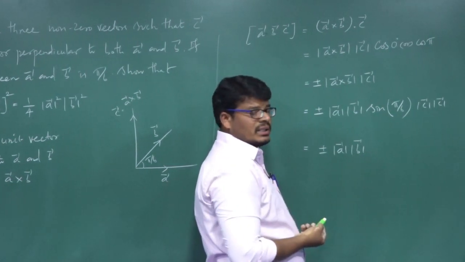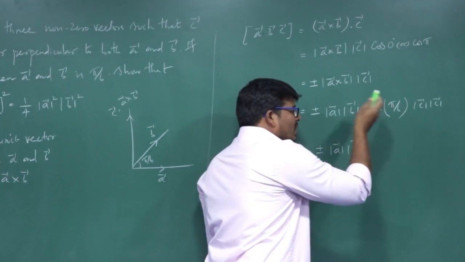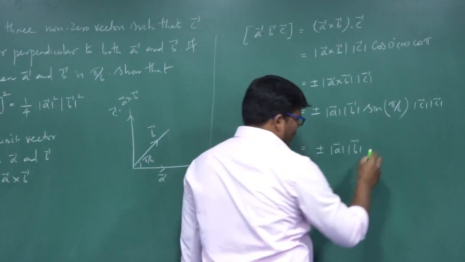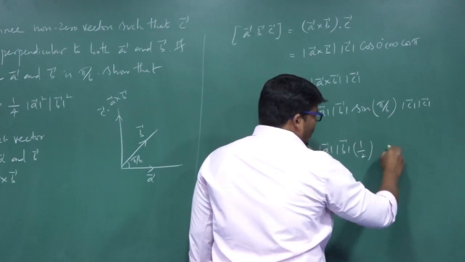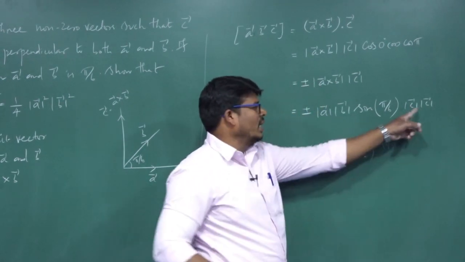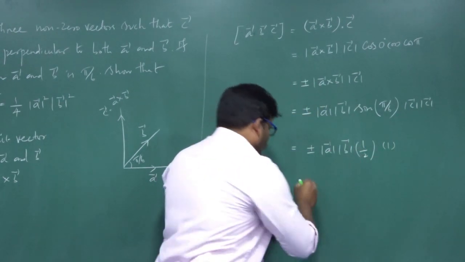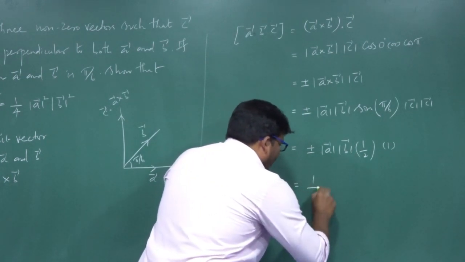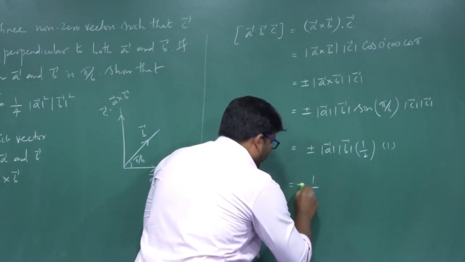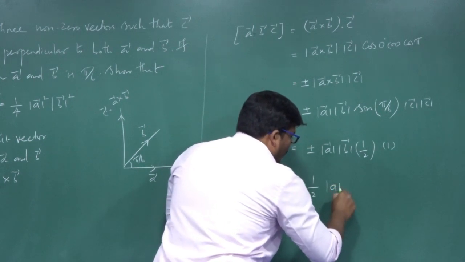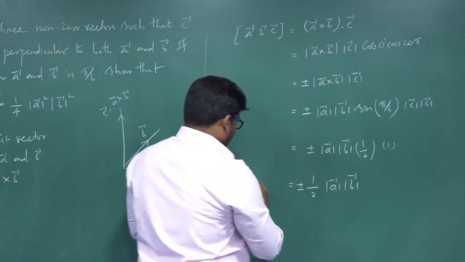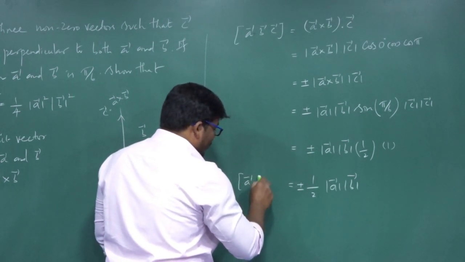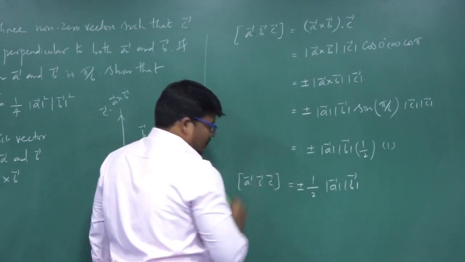That equals plus or minus modulus of A vector, modulus of B vector, sin pi by 6. Sin pi by 6 means sin 30 degree, and the value is 1 by 2. Where C is the unit vector, the value is 1 into 1 is 1. So the answer is plus or minus 1 by 2 modulus of A vector modulus of B vector. That is the box product of A vector, B vector, C vector.